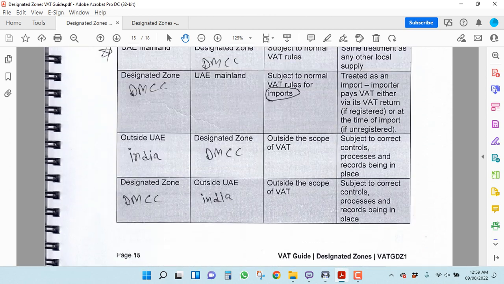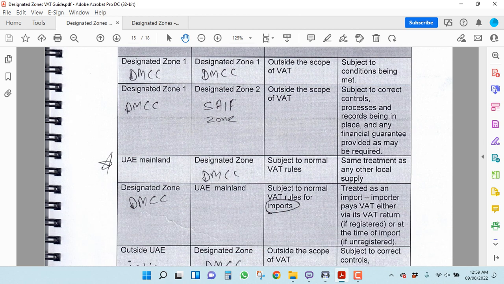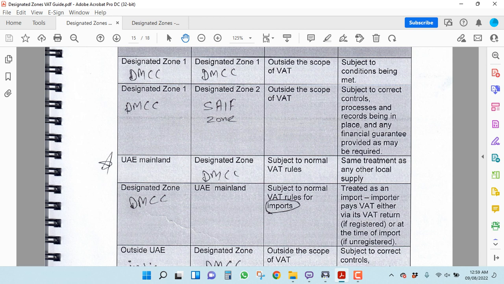This table is very important. Okay, now see the example. Origin from DZ, one DZ to the same DZ. Okay, DMCC to DMCC is outside the scope of VAT, subject to the conditions being met. From one DZ to another DZ, from DMCC to Safe Zone. Okay, outside the scope of VAT, subject to certain conditions. Okay, a financial guarantee may be asked. From UAE mainland to DMCC, subject to the normal VAT rules. Like if the place of supply is DZ, then normal provisions will apply here. This is the important case scenario.